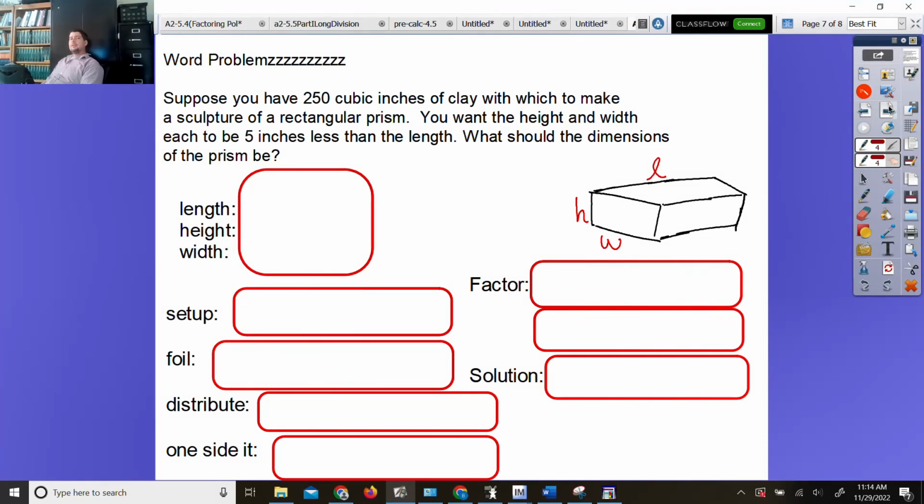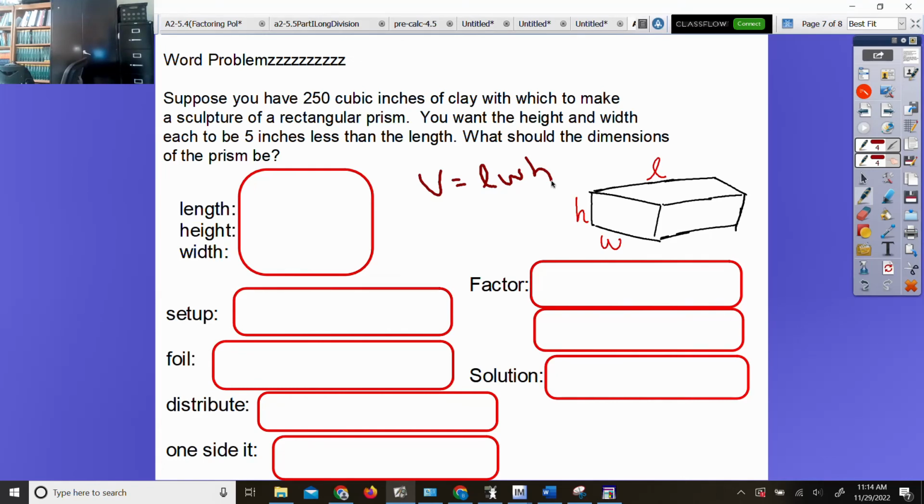With which to make a sculpture of a rectangular prism, you want height and width each to be 5 inches less than the length. What should the dimensions of the prism be? Now, I mentioned volume because I saw cubic inches. How do you find the volume of a rectangular prism? Length times width times height. As soon as I see volume, I think about formulas for volume.